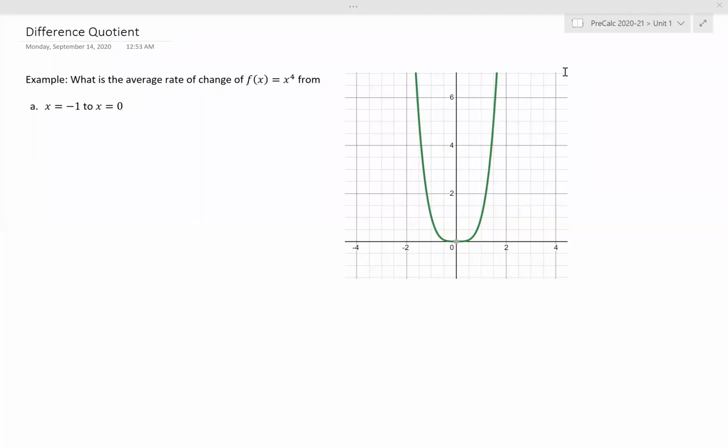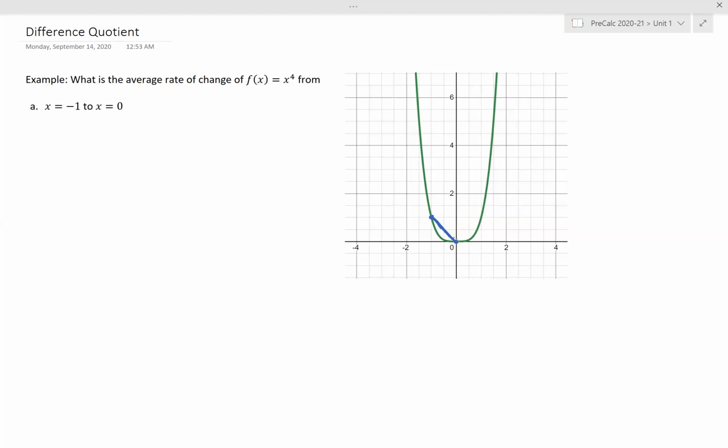Okay, so we want to determine the average rate of change for this graph f of x equals x to the fourth from the point x equals -1 to the point x equals 0. So on our graph, let me write pen out. That would be from here to here. Now, let's pretend for a moment that we cannot actually just count that. Okay. So I want to make sure that we understand how to do it algebraically.